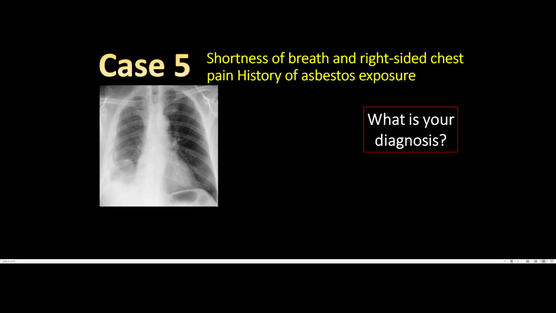The next case is, again, a person with shortness of breath and right-sided chest pain with a history of exposure to asbestos, which is a very toxic chemical towards the lung. So again, I'm thinking of a respiratory case. And what is the most likely diagnosis I could get from the patient's history alone? I can think of mesothelioma or a pleural malignancy.